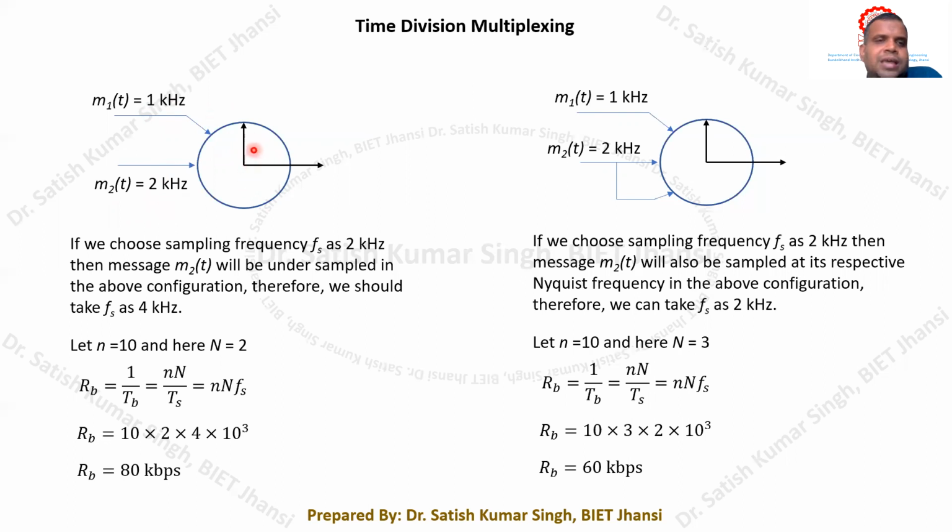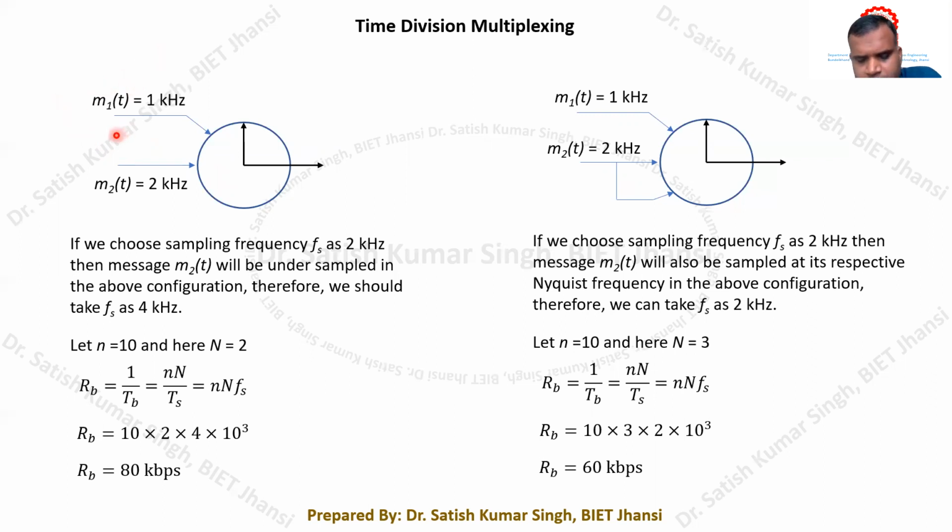It means that if we take the sampling frequency for the commutator equal to 2 kilohertz, this signal m2(t) is going to be undersampled. It is not following the Nyquist criteria. So to sample this particular message signal m2(t), the sampling frequency should be at least 4 kilohertz. Once we have 4 kilohertz, then it is sampled at its respective Nyquist rate. But if we choose the sampling frequency equal to 4 kilohertz, this signal m1(t) is getting oversampled.